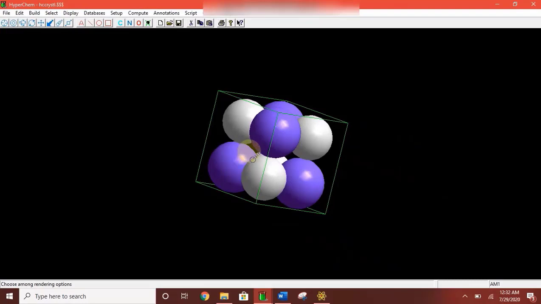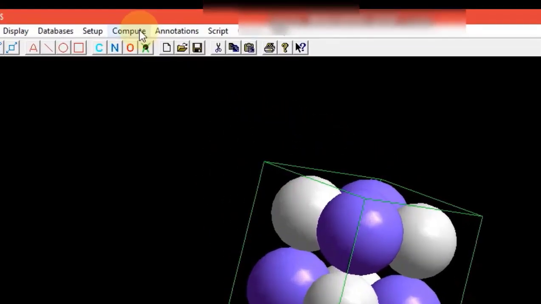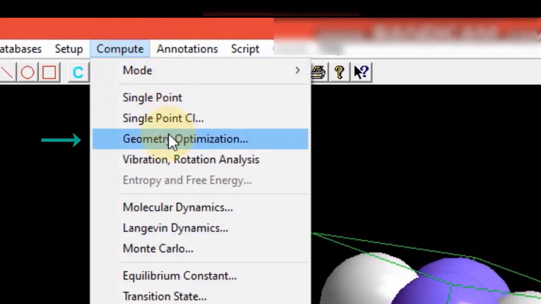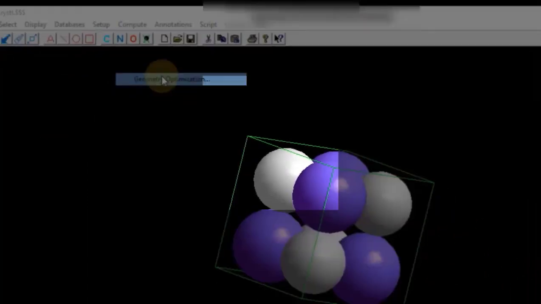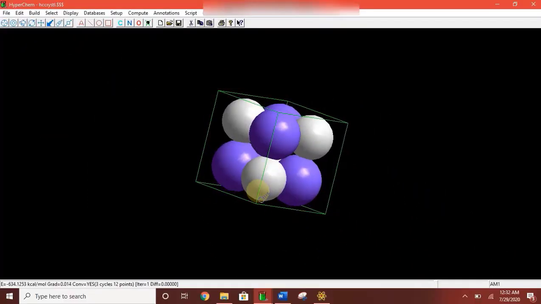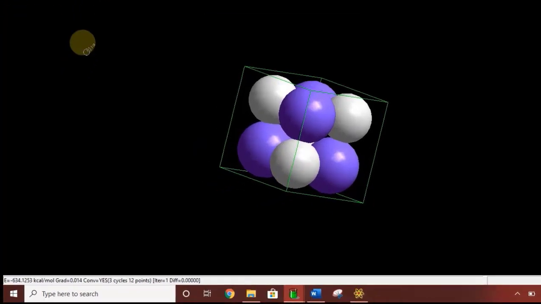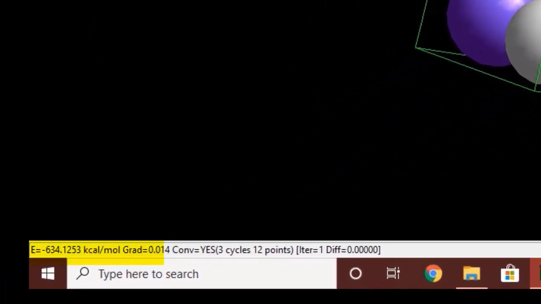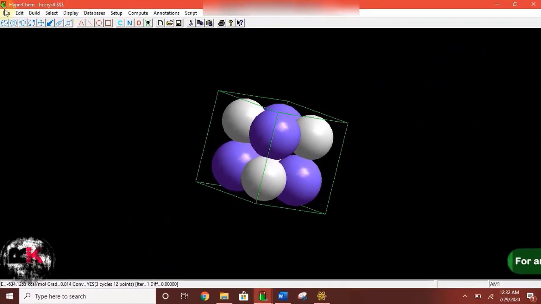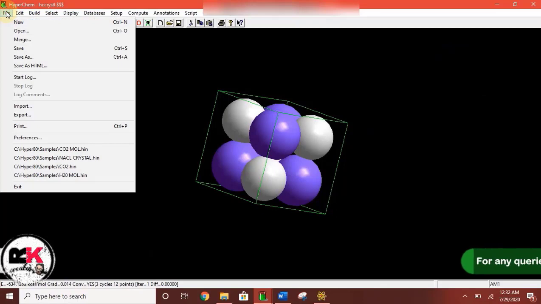Now I calculate the geometry optimization energy of the NaCl crystal like I calculated the energy of carbon dioxide. Also note this energy on the notebook. Now I save the NaCl molecule.